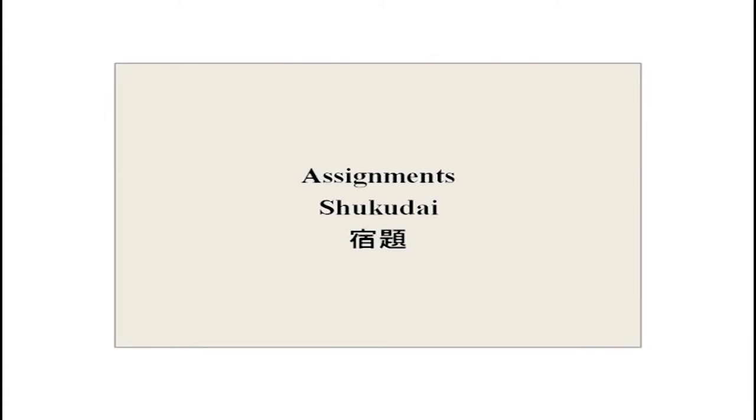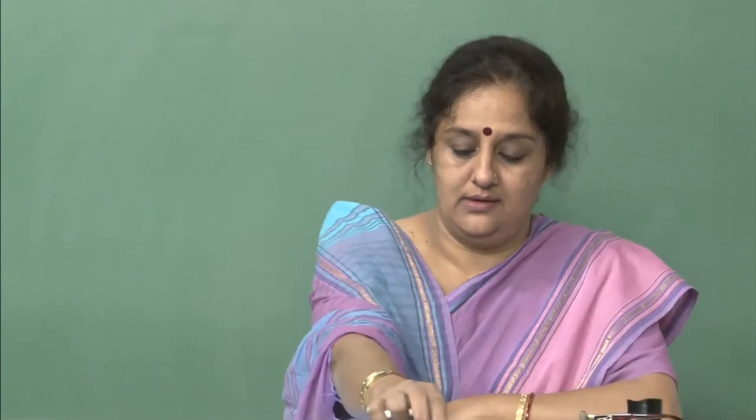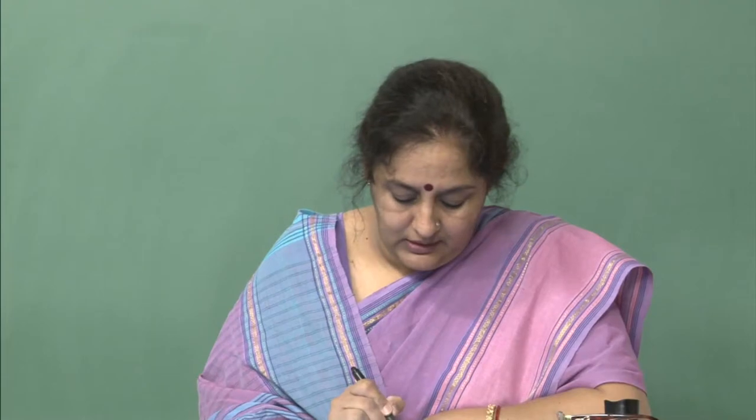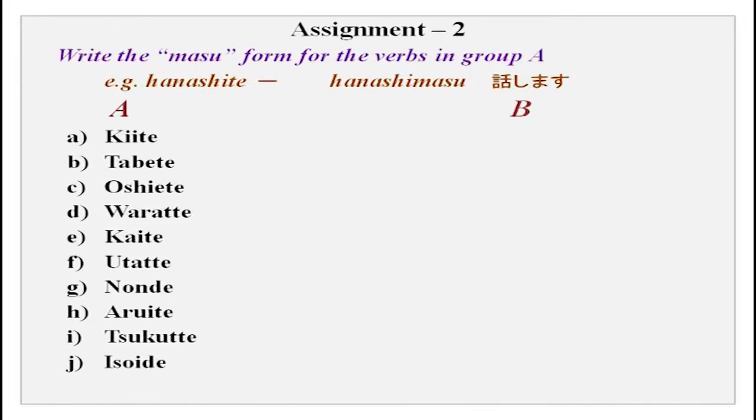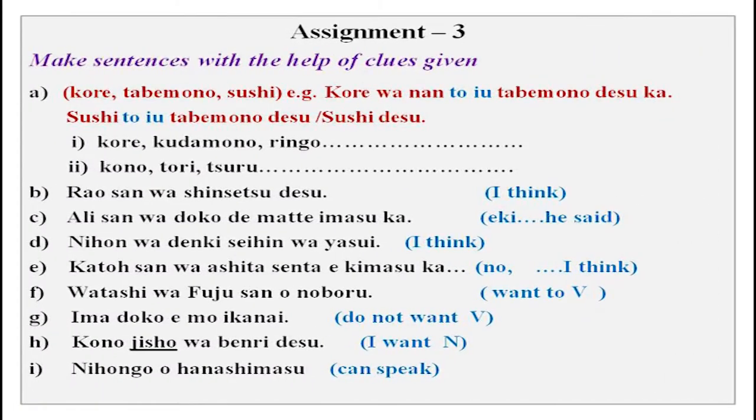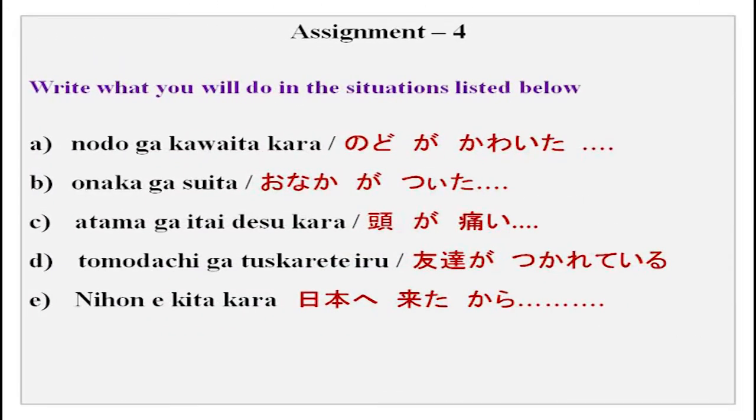And then of course, in the end, you have your shukudai to do, you have your assignments, and there are a lot of assignments for you. You can see the kanji is there: tick the correct kanji, then write the masu form for these verbs which are in te form, then make sentences with the help of the clues given. For example, you have kore, tabemono, sushi, to iu, which you are supposed to use: kore wa nan to iu tabemono desu ka. This is the example. All these words in English are given, you can use these clues and write sentences.